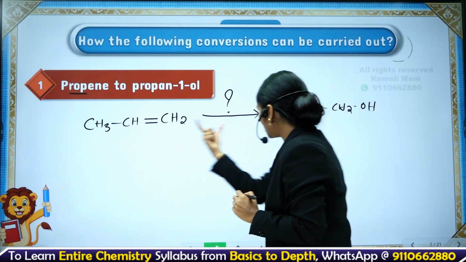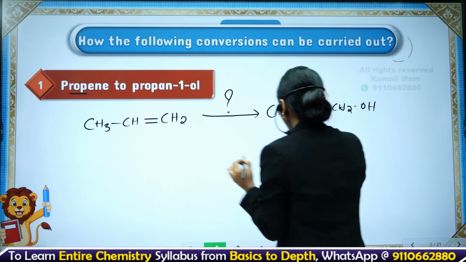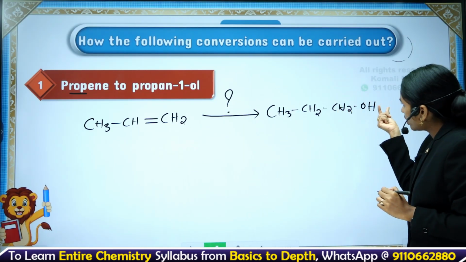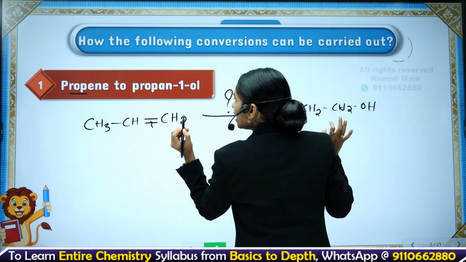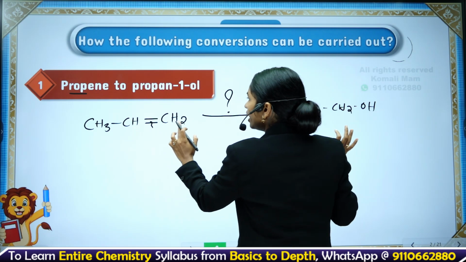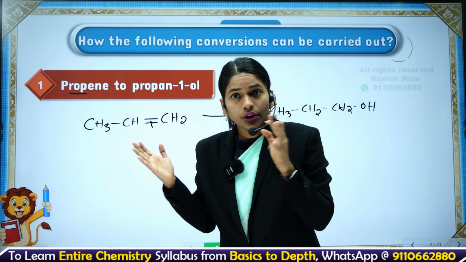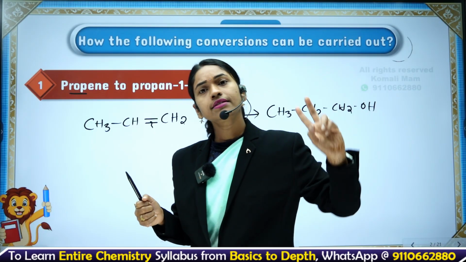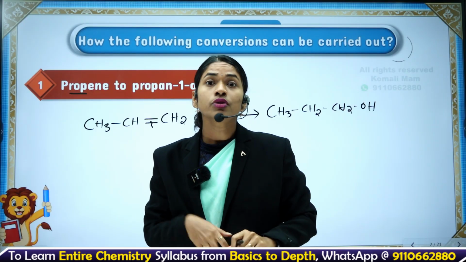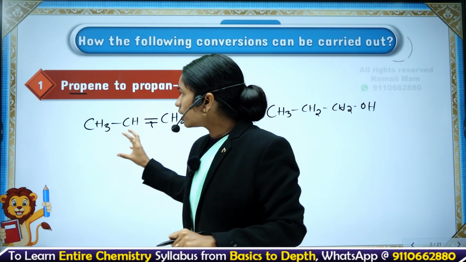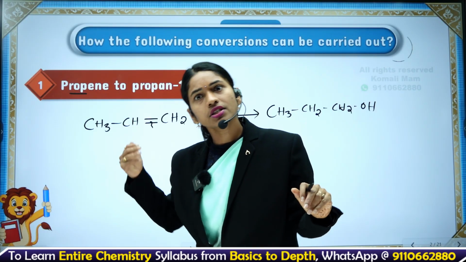Observe the difference between this and this. Here CH double bond CH2 is there. Here CH2OH. If you observe, here you are breaking this bond, and one H and one OH you are adding. How is that possible? For one conversion, one route, we can select different reagents. Just identify the commonly used reagents and follow.